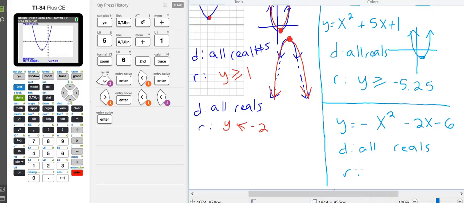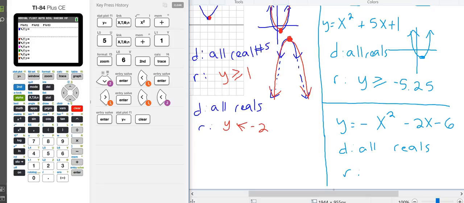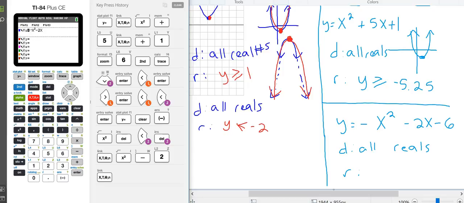So let's graph this. Go into y equals, we'll clear out the old one. And the new one is negative x squared minus 2x minus 6, and we'll do zoom 6 for zoom standard.